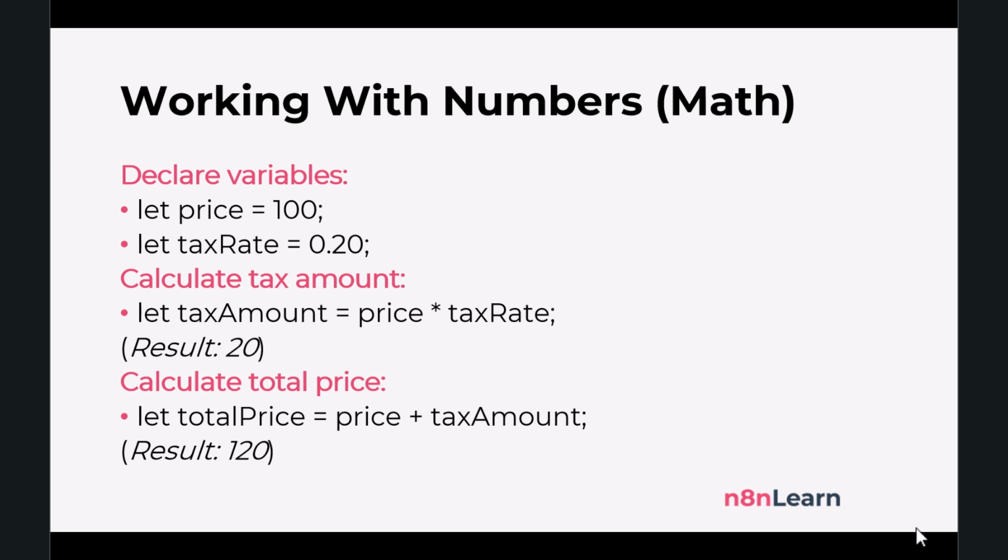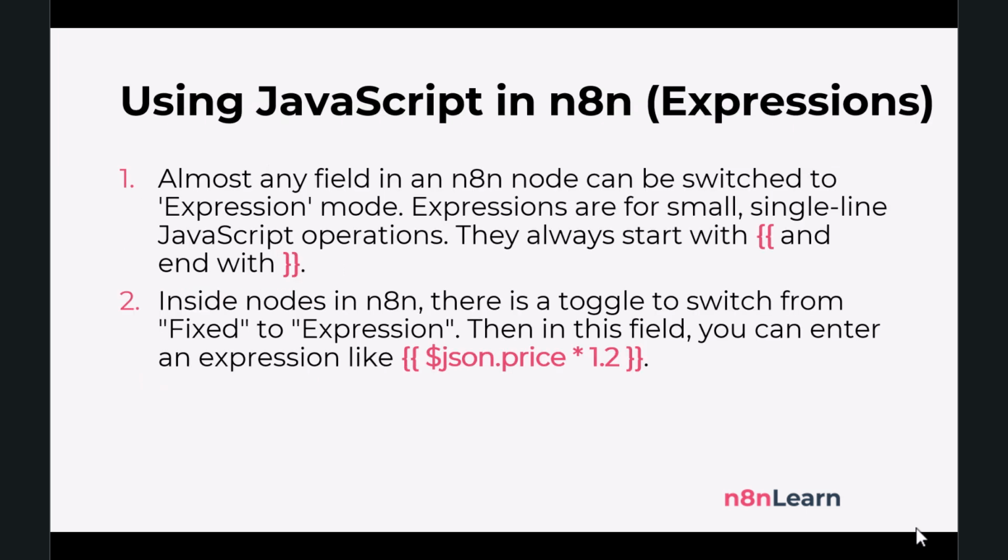So if you look at the screen, we first declare the variables. In this instance, let price equal 100 and the tax rate is 0.2, 20%. And then you can calculate the tax amount, price times tax rate, equals 20. Then you can add that tax back into the initial price to get the total price, which is 120. Hope that makes sense. Again, if you don't quite understand it, just rewind, slow it down, or pop into our Discord group. Okay, great. Let's move on.